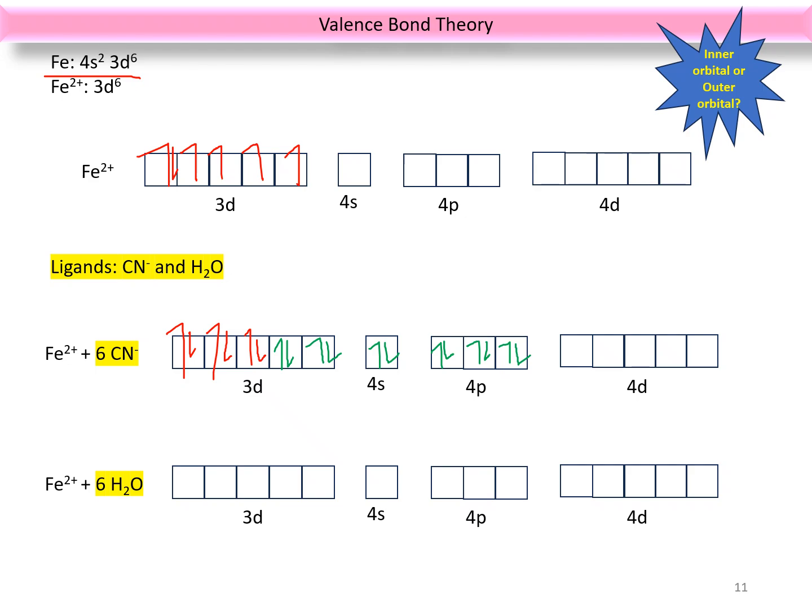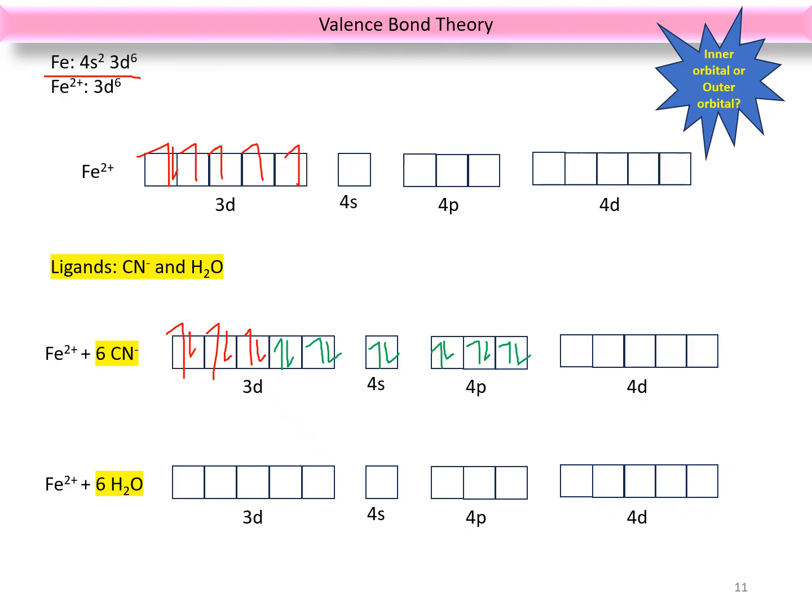So do you see any unpaired electrons? No, there are no unpaired electrons. Everything is paired up. This makes this complex diamagnetic. So this complex is diamagnetic, because there is no unpaired electron.